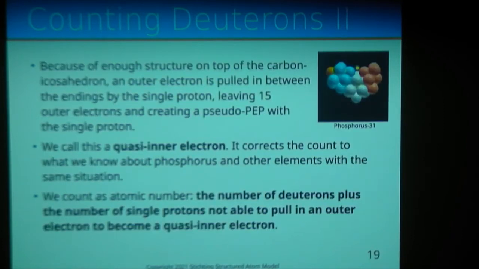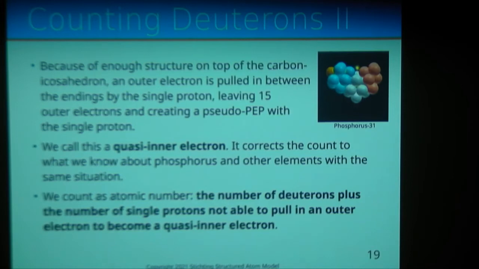We think what happens is the following. When there is enough structure on top of an icosahedron, the single proton it contains can pull in an outer electron to become a pseudopep. With enough structure available, it is possible to hold an electron in a position close to the nucleus. We call this pulled-in electron a quasi-inner electron. This changes the numbers to 15 deuterons and 15 outer electrons, as it should be.